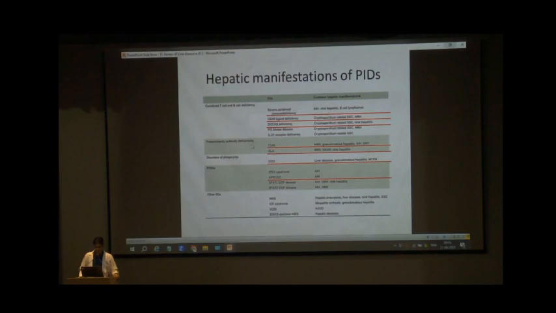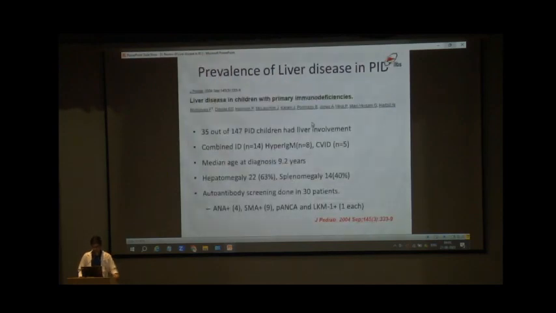In patients with predominantly antibody deficiency like CVID and XLA, there is increased risk of nodular regenerative hyperplasia, viral hepatitis and autoimmune hepatitis. In patients with phagocytic defects, there is increased risk of recurrent liver abscesses, granulomatous hepatitis and non-cirrhotic portal hypertension. In the presence of endocrine involvement like IPEX syndrome and APECED syndrome, there is increased risk of autoimmune hepatitis in around 50% of patients with these syndromes.